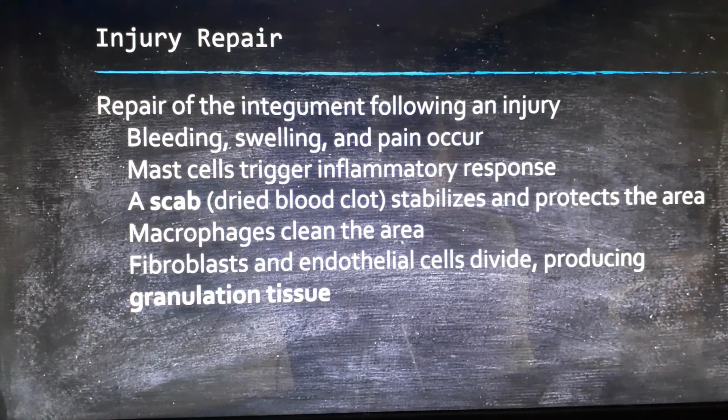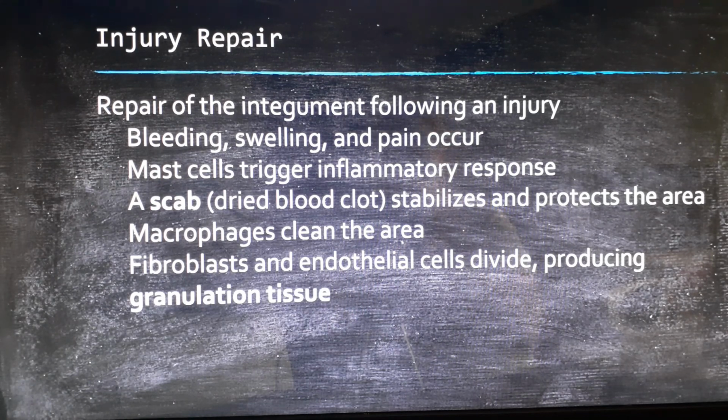Okay, so we're also going to talk about injury repair specific to the integumentary system, okay? So if you break your skin, some things might happen. If you break a capillary in the papillary layer, you're going to have bleeding, and you're going to have swelling, and you're going to have pain, just like we saw in chapter 4, the end. We might have the inflammatory response. The blood will form a clot that will eventually become a scab. And then we have macrophages that come in and clean it up. And we have fibroblasts and endothelial cells that invade. And they're going to produce granulation tissue.